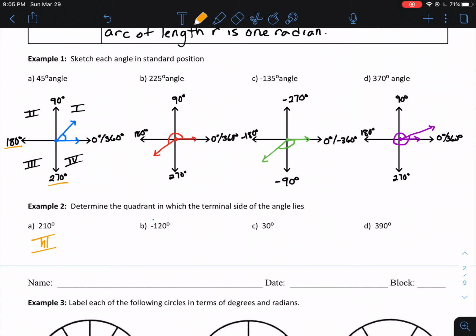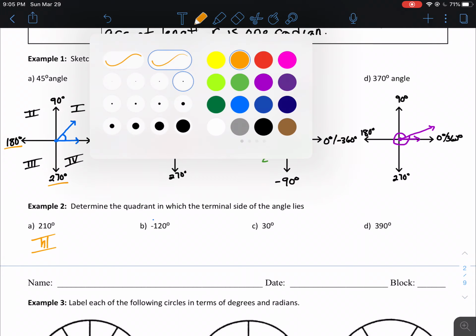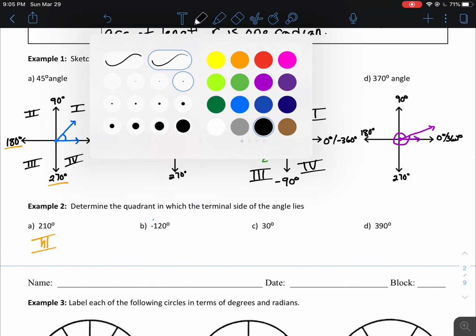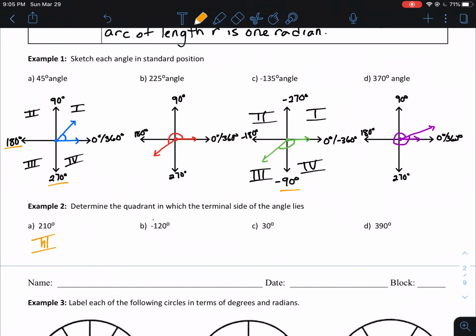For 2B, I would look back at 1C where we labeled our negative quadrants, and so again the quadrants stay the same. So even though on example C we were graphing it in a slightly different order, the quadrants are still the same. So negative 120 degrees would have to be somewhere between negative 90 and negative 180. That would also have to be in quadrant 3.